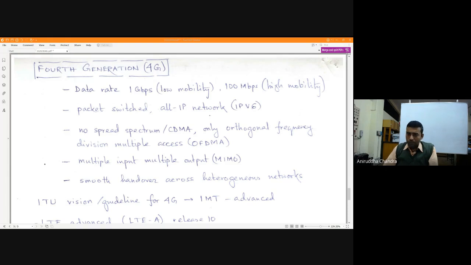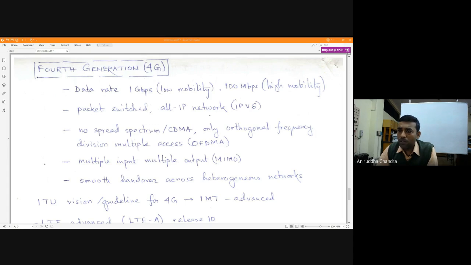Now, when the 4th generation was introduced in 2010, they opted for a data rate of 1 Gbps, and in a high mobility scenario, they said it will be 100 Mbps. So if you are sitting idle, you should be able to get up to 1 Gbps. Obviously, in reality we are getting much lower, but even a data rate of several Mbps when you are in a train or in a bus is quite good.